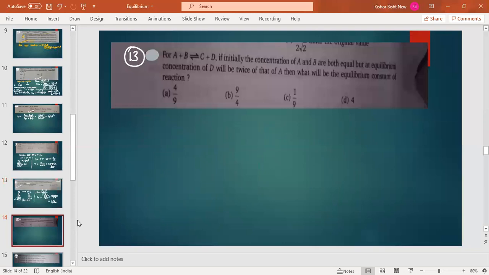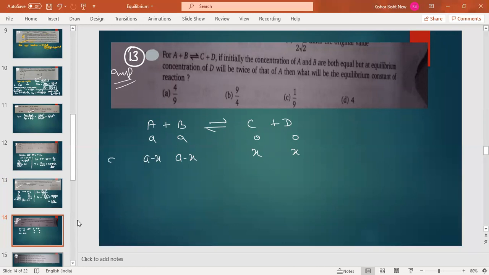Come to the next one. This is again an important question. A plus B reversible C plus D. If initially the concentrations of A and B are both equal. What is it saying? A plus B reversible C plus D. It's saying that initially both are equal. I am saying both are A, and C and D are 0, 0. Both are equal, but at equilibrium the concentration of D will be twice. Let the concentration formed be X. It will be X, so it will be A minus X, and again A minus X.